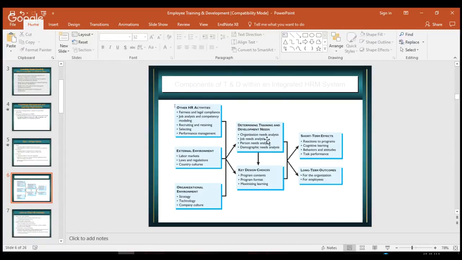We look at determining training and development needs. We look at this from four components, four angles. One, organization needs analysis. Second, job needs analysis, person analysis, and then the demographic needs analysis. Organization, here's where we're looking at the gap analysis per se. Where are we at now? What's our strategy? Where do we want to go?